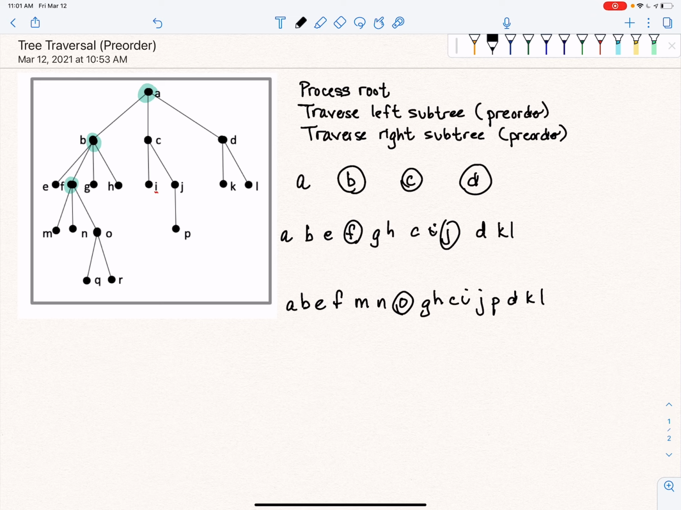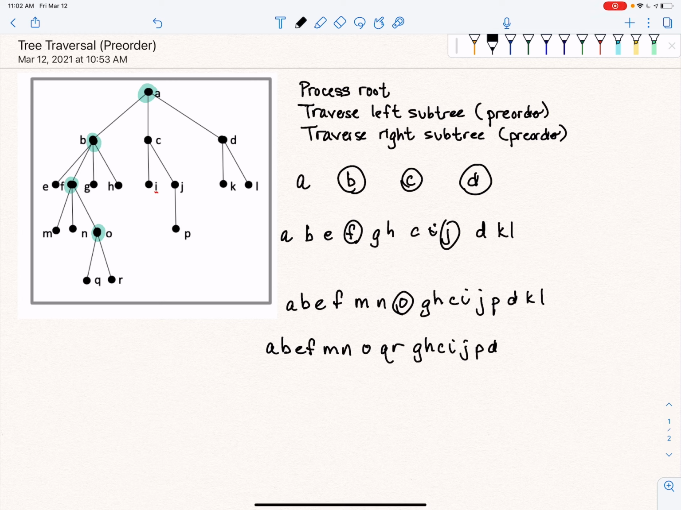One more step. We have A, B, E, F, M, N. Now, O is a subtree, so I'm going to highlight that. O gets processed first, followed by Q and R, its children, and then everything that came after O before gets processed. So here we have it.